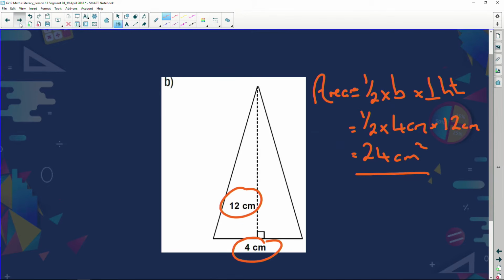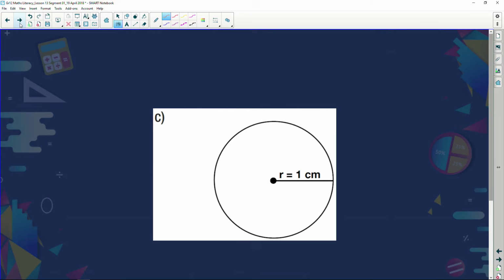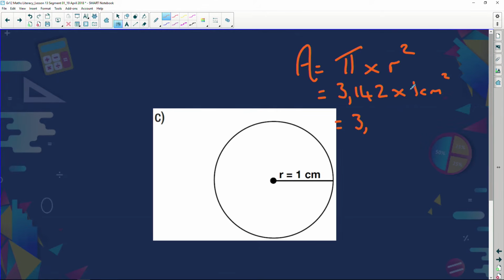Let's have a look at the next example. The next example says this. We got to calculate the area of the circle. Now the area of a circle is pi times r squared. Pi we know is 3,142. Radius is 1 centimeter. I know that 1, and we're squaring it, eh? I know that 1 times 1 is going to give me 1. And so 1 times 3,142 is 3,142 centimeters squared.